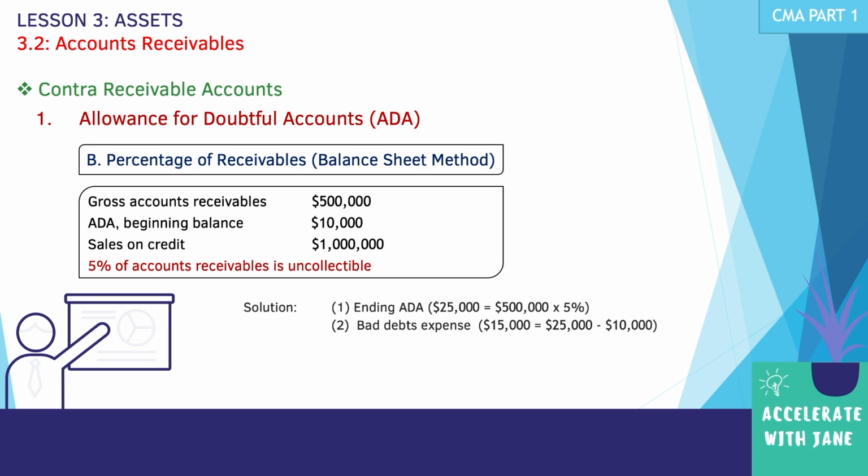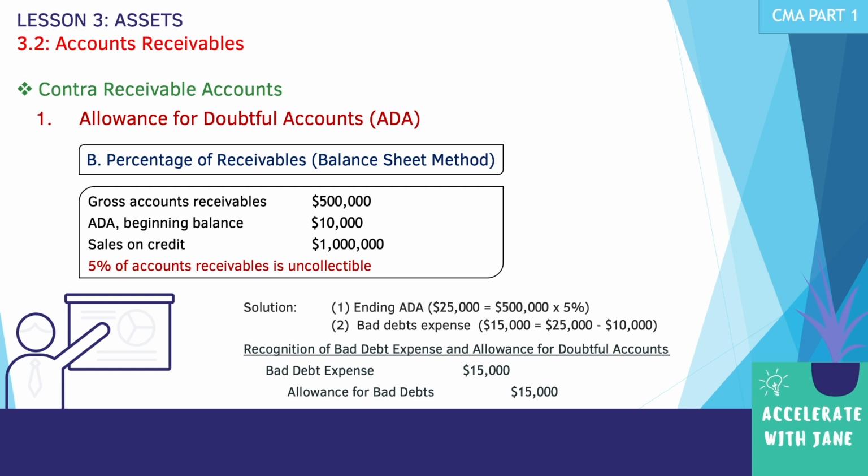Again, under the first method, income statement method or percentage of sales, when we multiply the percentage against the sales, what we get is the bad debt expense for the period. On the other hand, under the second approach, or balance sheet approach or percentage of accounts receivable approach, when we multiply the percentage against the gross receivable amount, what we actually get is the ending balance of ADA, and then we squeeze the amount by deducting the beginning balance of ADA from the ending balance of ADA in order to arrive at the bad debt expense during the period. So please take note of that.